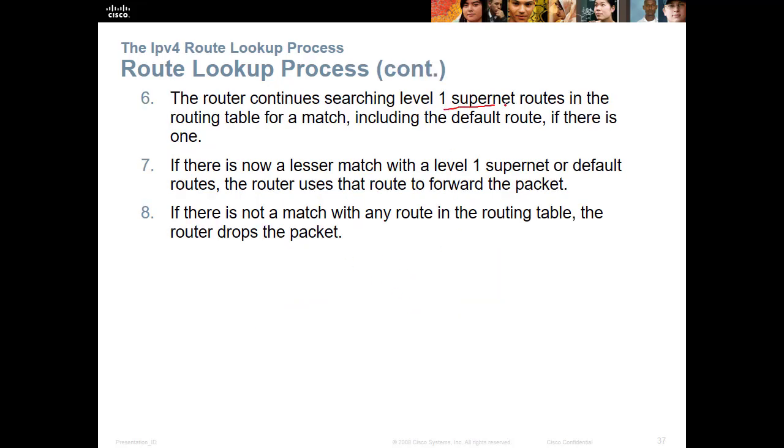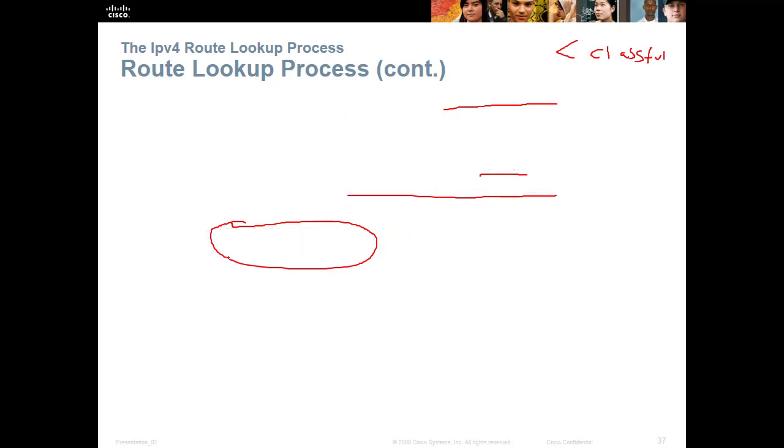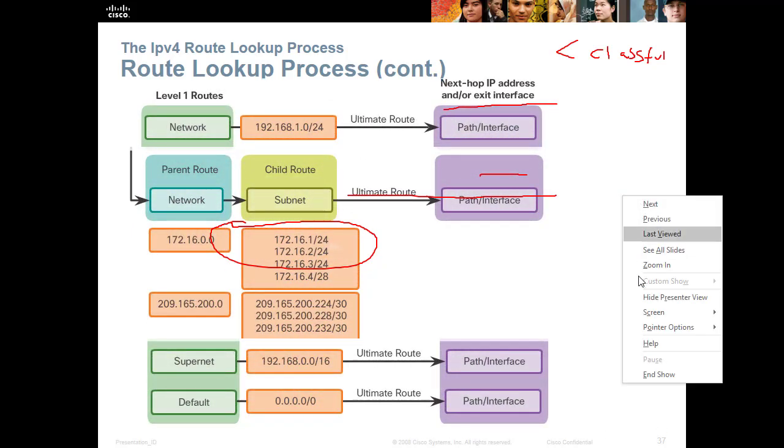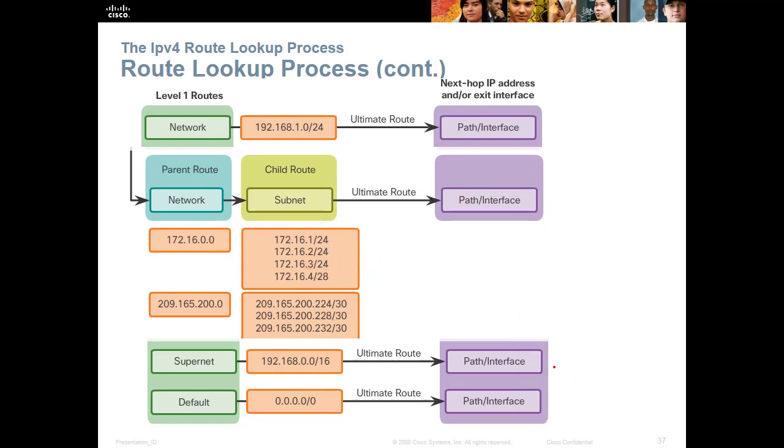We look for supernets, like those /16s, the /8s. The supernet is a mask that is less than classful. So we look for supernet routes next after the parents. Now, if we have a match with a supernet or a default route, we use it. If there's no match with a supernet or a default route, the worst thing in the world happens, and the router throws the traffic in the garbage can. Aww. So, what the entire process would look like, let me clear my screen again. And there you go. Ta-da.